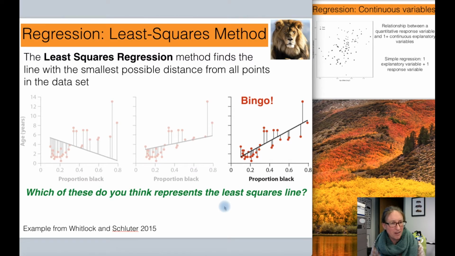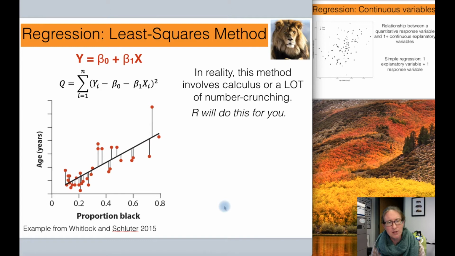It's this third one. Okay, but mathematically, how is that really accomplished? So here's how that is accomplished or calculated. So this is, Q here is a least squares calculation.